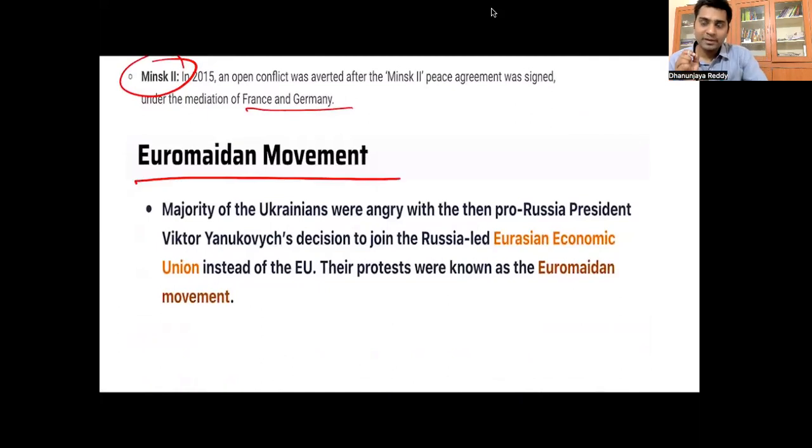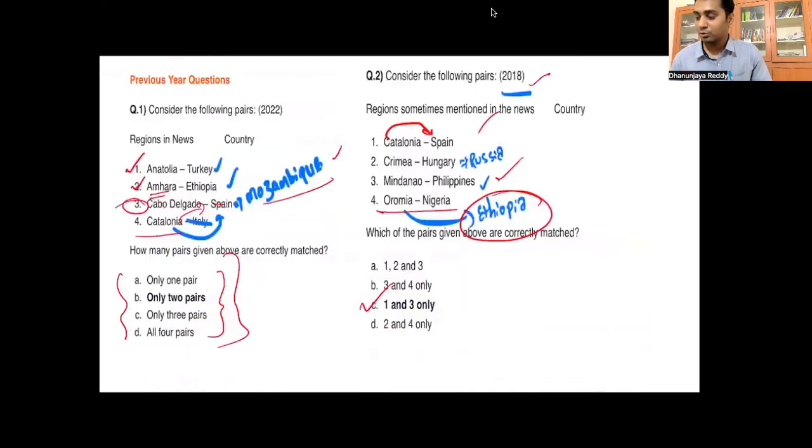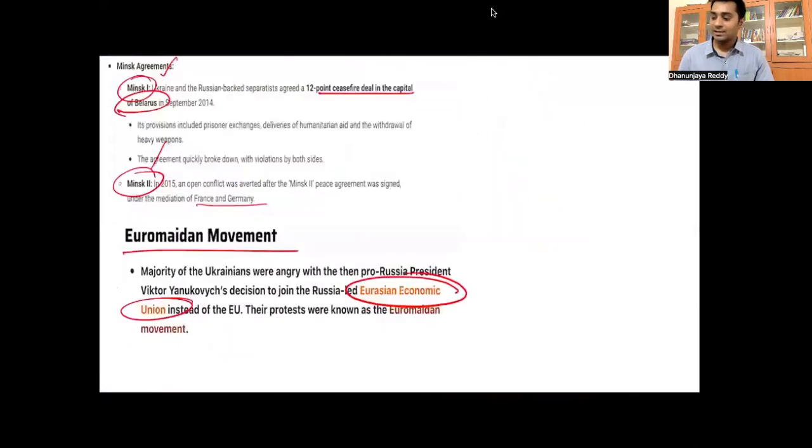Euromaidan movement is the movement that was started against Russia in Ukraine. Why was this started? Euromaidan means Russia moving towards the Russia-led Eurasian Economic Union. They were coming together. What Ukraine expected is that Russia would join the European Union. Now what Russia did is, rather than joining the European Union, it joined the so-called Eurasian Economic Union. As a result, this Euromaidan movement was started.